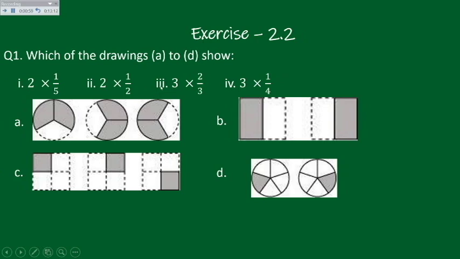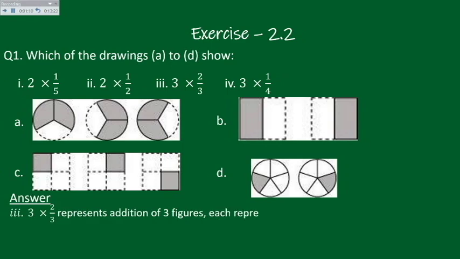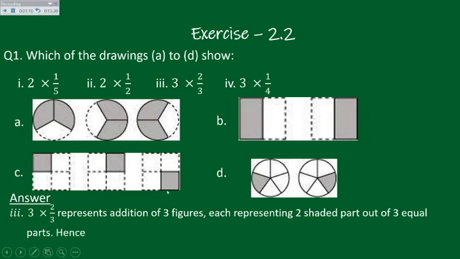So this part belongs to figure A. Here 3 multiplied by 2 upon 3 represents addition of 3 figures, each representing 2 shaded parts out of 3 equal parts. Hence 3 multiplied by 2 upon 3 is represented by A. Like this you have to write in your copy, okay?